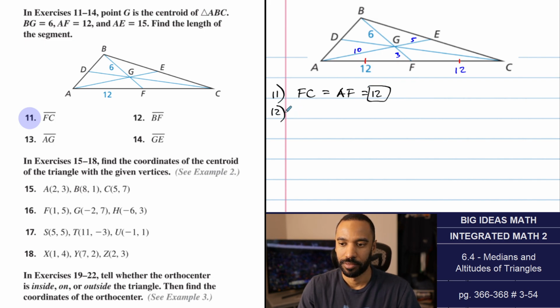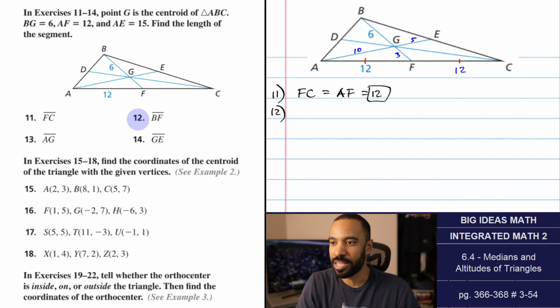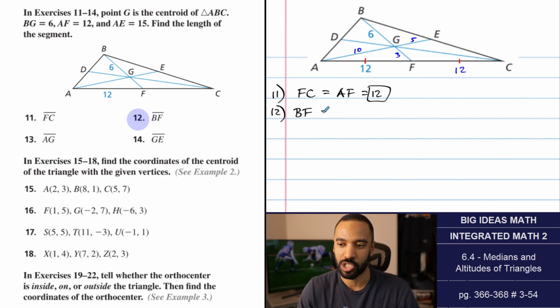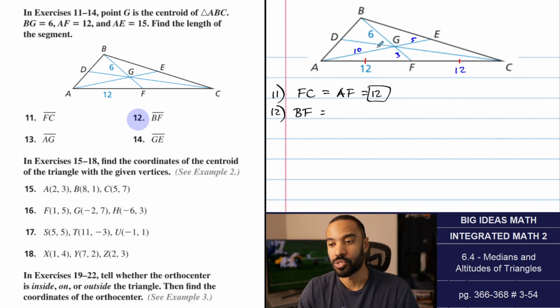Number 12. I'm just going to go straight shots through these. Length of BF. BF is going to be 9. Now, the way that I got it was by finding this 3 being half of this. I'm guessing that's the way they'd expect you, well, not expect. There's more than one way. I did the 6 plus 3 thing, but how to get the 3? It was half of that. You could also say that BG is 2/3 of BF.